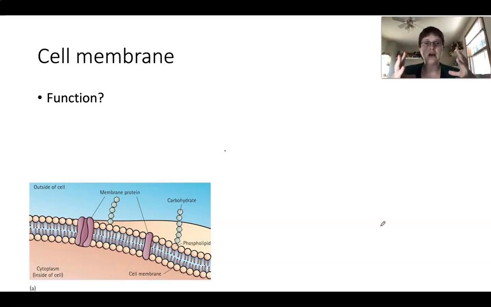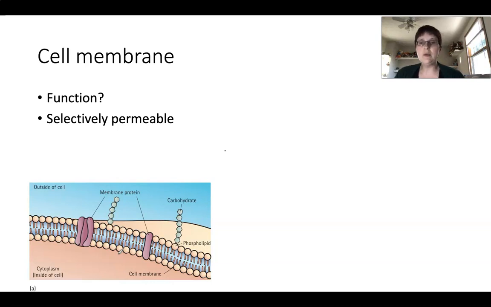So it does hold the contents in of the cell, but it also regulates what can come in and out of the cell. So you can see here in this picture, there are proteins that basically create openings in the membrane to allow materials to come back and forth. Also, these molecules right here, the phospholipids, also allow materials to go back and forth. So it does this job because it doesn't let just anything come into the cell, and it doesn't just let anything go out of the cell.